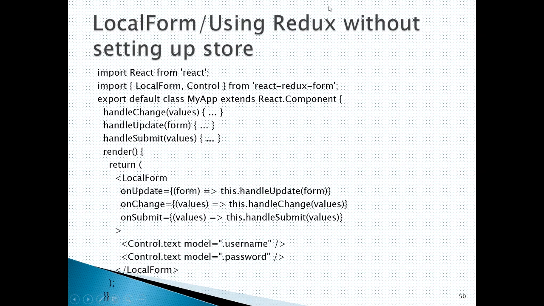But if you want to implement forms without your Redux store, there is another option called the local form. For the local form you don't need a Redux store, you don't need a dispatcher, you don't need a reducer function. You just install React Redux form and import the local form. In that local form you will handle the information using dot model. This is actually a model, and it will update the information into that model, and you can use Control.text with model. This model will contain the information of the state.